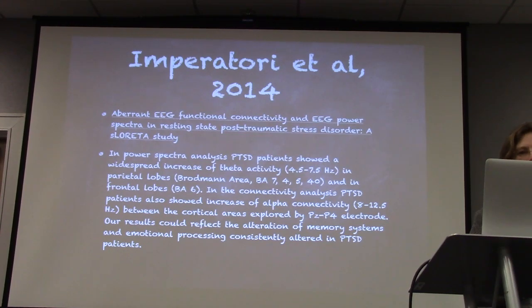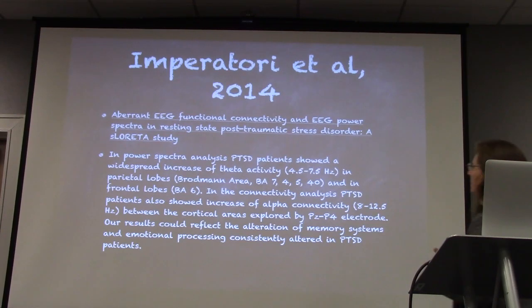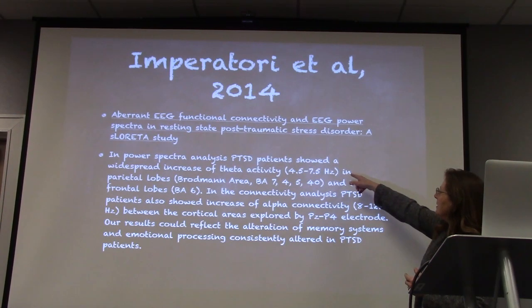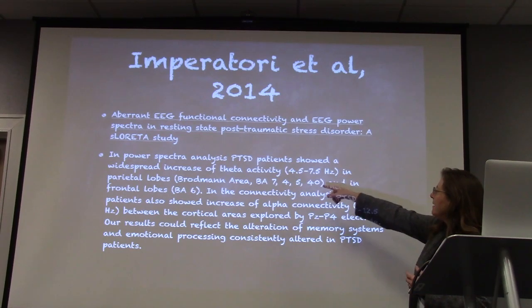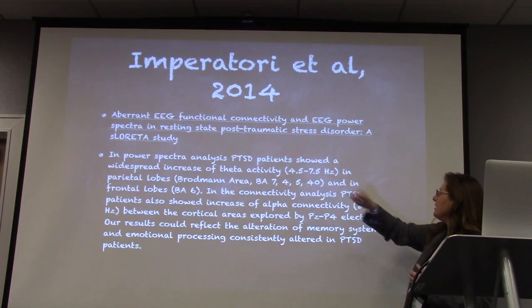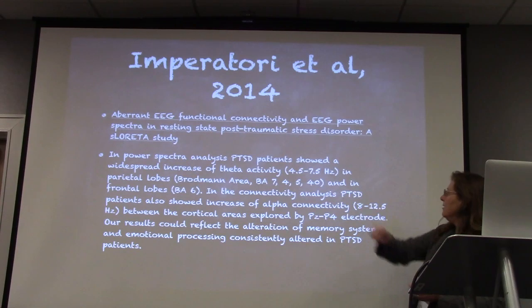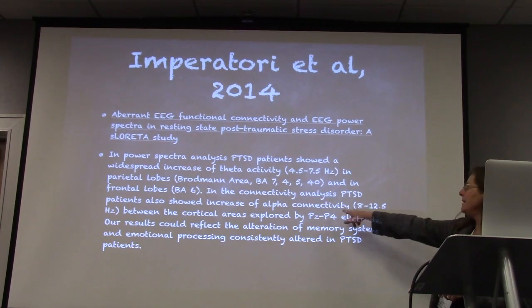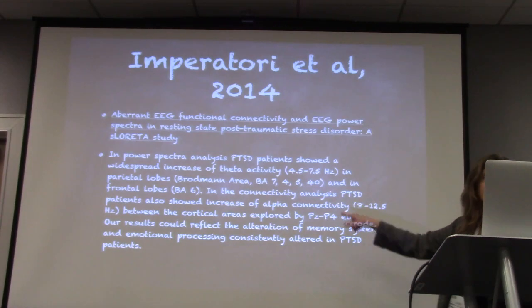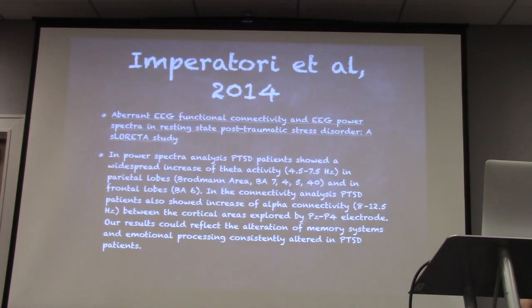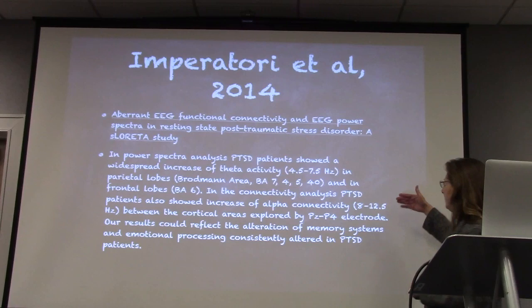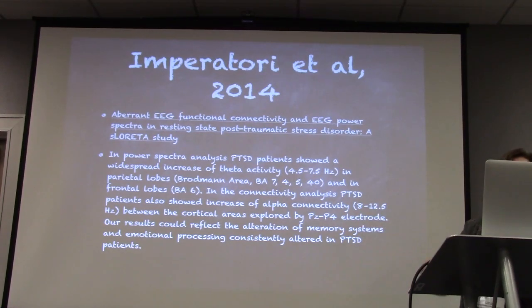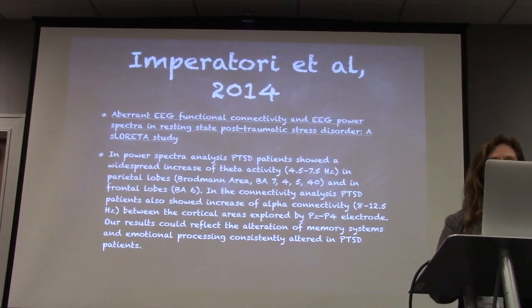Imperatori in 2014 did this one. He looked at PTSD patients, and their findings were increased theta in the parietal lobes. He nicely gives us some Brodmann areas, also in the frontal lobes, and with connectivity we had alpha hyperconnectivity often. So some people had too much alpha. What they theorized is that this had to do with the alteration of memory systems and emotional processing in the brain. So that's why they thought they saw that.